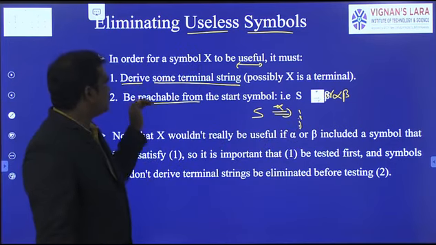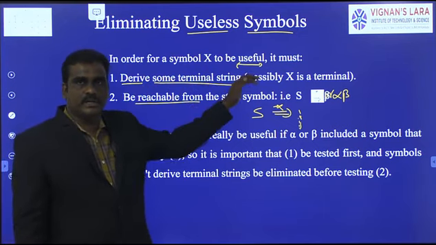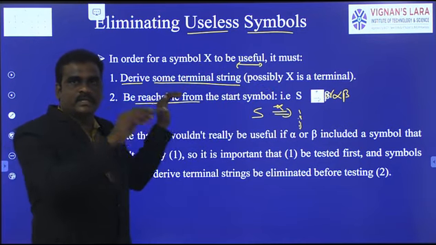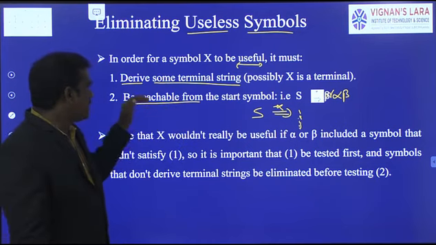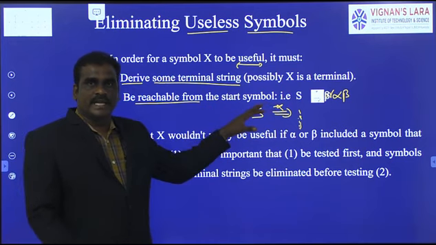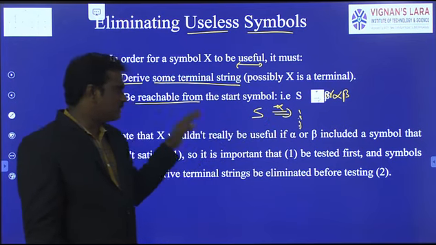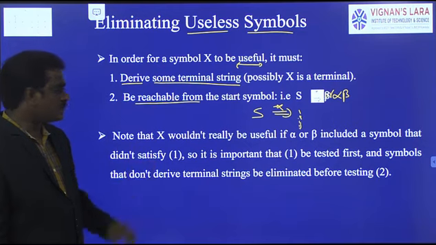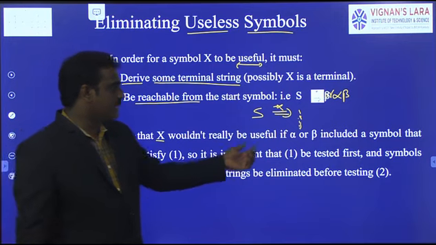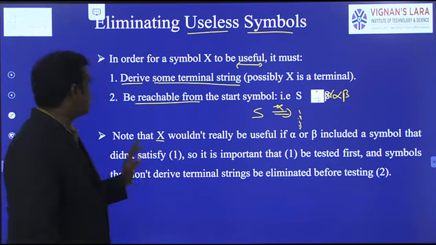So the first point is that each non-terminal symbol derives a string of terminals. That is a useful symbol. Any non-terminal symbol not deriving a string of terminals is a useless symbol. And the second point, each non-terminal symbol is derivable from the starting symbol of the grammar. If any symbol is not derivable from S, then it is a useless symbol. So these are the 2 points. Okay, I will explain with an example.